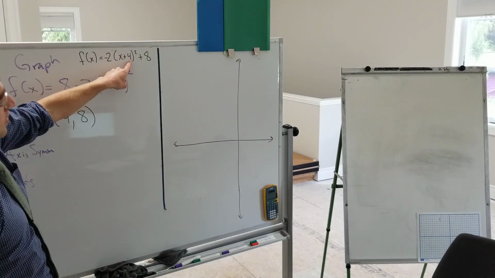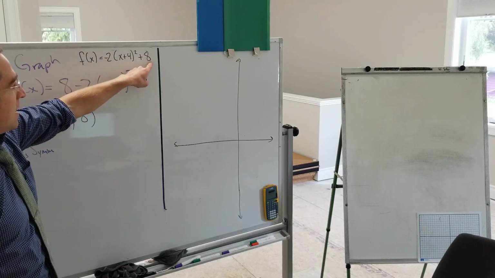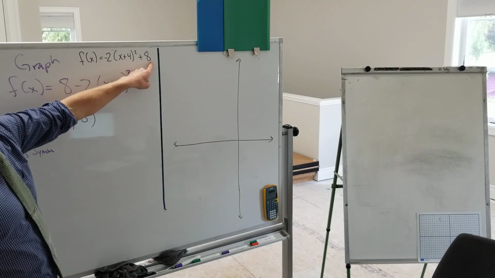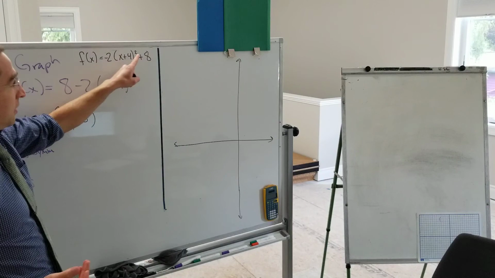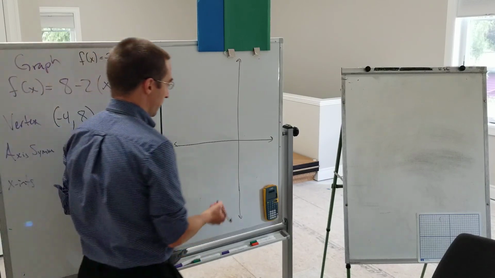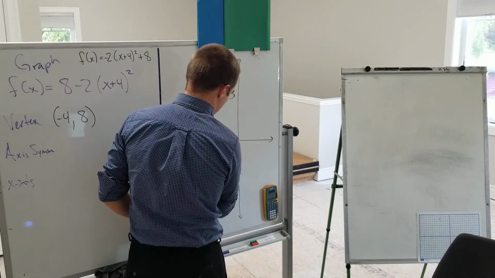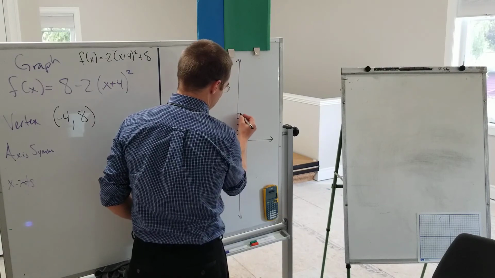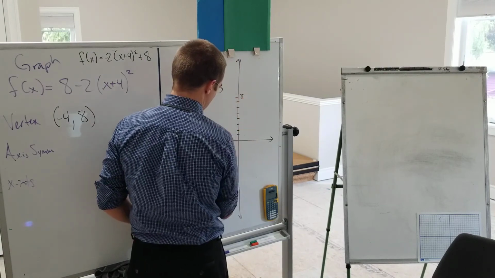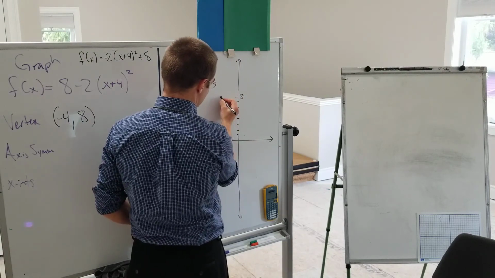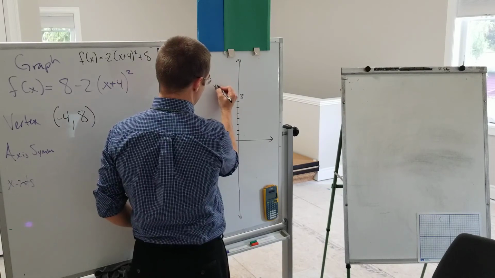The opposite of this number tells you your x number for your vertex. That number tells you the y number for the vertex. Because it's just 0, 0 moved left 4, up 8. So I'm going to go here. 1, 2, 3, 4. 1, 2, 3, 4, 5, 6, 7, 8. Boom. There's my point, negative 4, 8.